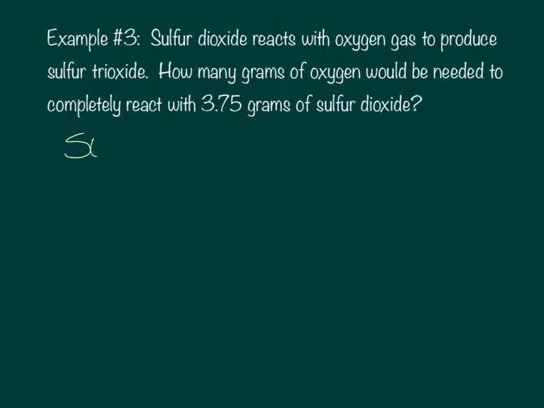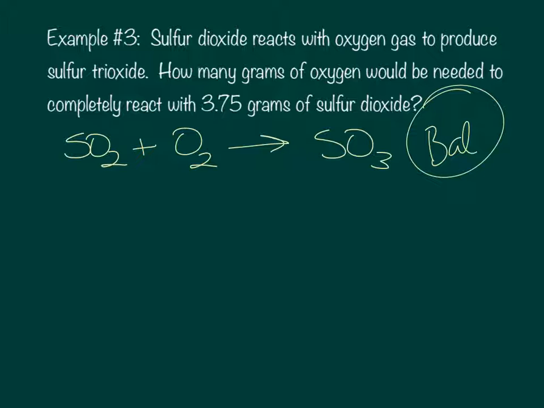Sulfur dioxide. Di means 2, so there's SO2. And it's reacting with oxygen gas. Oxygen gas is diatomic. And then it's going to produce sulfur trioxide, SO3 for trioxide. It looks like sulfate or sulfite, but it's not. Next question, write the balanced equation. Balance it. You've got to do it. You wrote it, now make sure it's actually balanced.